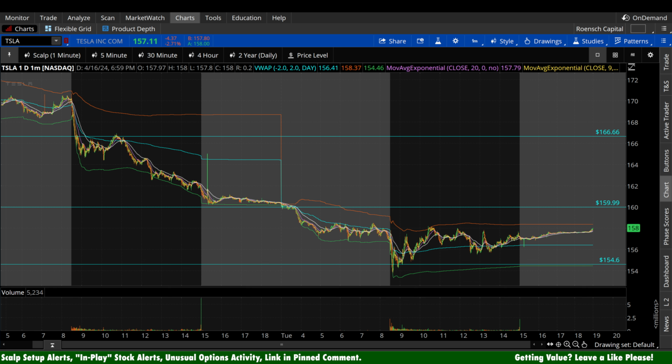Alright guys, Tesla here today down $4.37 per share in regular trading hours. It's minus 2.71%. We're up about $1 or so after hours. Volume's low, take it with a grain of salt, but it's the real price, so I prefer it's up rather than flat or down.